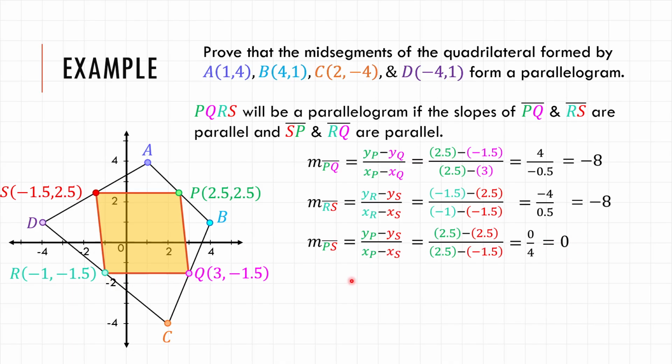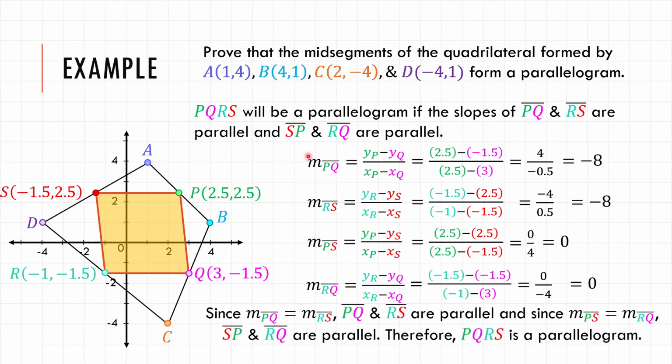Similarly, between Q and R, without even doing the slope formula, I can notice that the y values are the same, and therefore this will have a slope of 0, and the slope formula will actually confirm that for us. So I can say that since the slope of PQ and the slope of RS are equal, these two line segments are parallel. And since the slopes of PS and RQ are equal, the line segments PS and RQ are also parallel as well. And because the opposite sides are parallel, PQRS is a parallelogram.